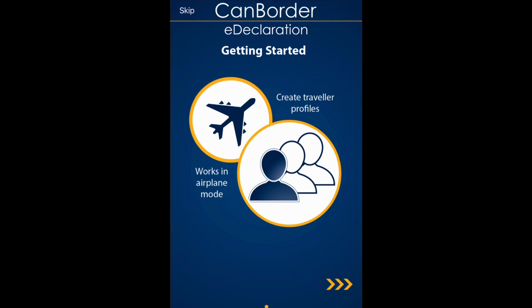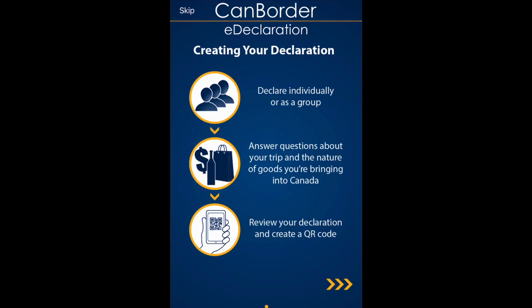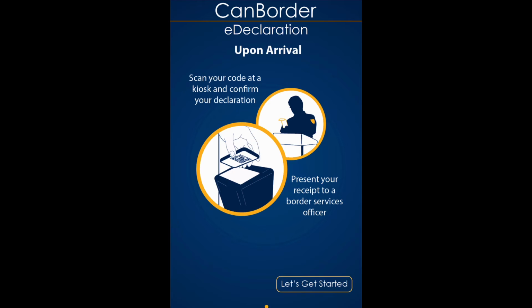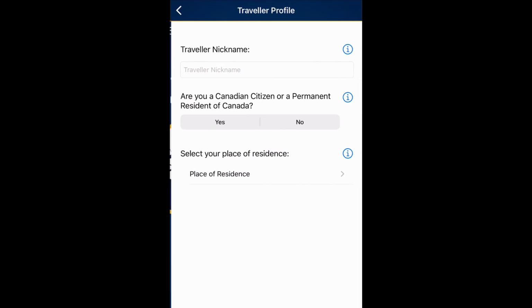So now you have the option to create traveler profiles, and this works in airplane mode also. Getting started: create your declaration, declare individually or as a group. That is the same thing we used to see in the forms also. Goods, review your declaration and create a QR code. Upon arrival, scan it at a kiosk and confirm your declaration. Present your receipt to a border services official.